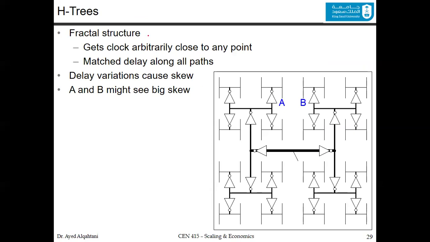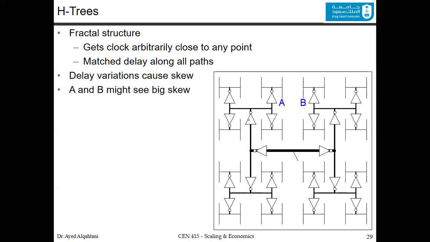For the other idea, which is the H tree, it's a fractal structure. It gets the clock arbitrarily close to any points, and matches delay along all the paths. The delay variation causes a little bit of skew. A and B might see big skew if you have A here and B here. So you have the source from there and look at them as layers on top of each other to understand them better. You have the clock coming from the top layer, and it's distributed in 2 paths. And you can see the H letter. This is why we call them H trees.